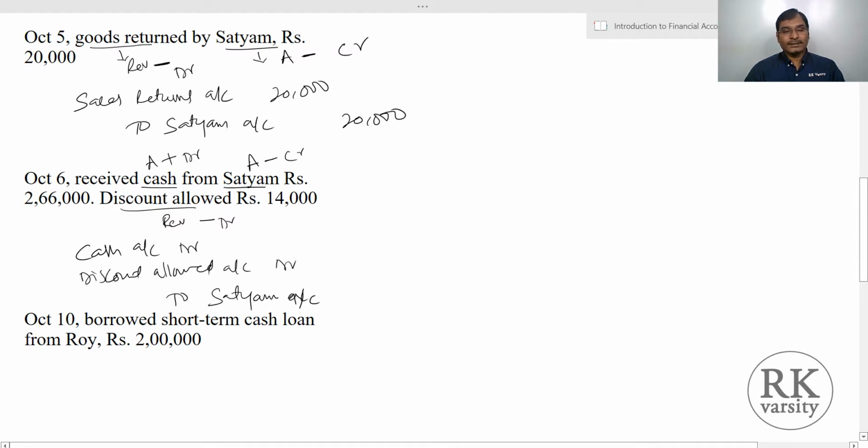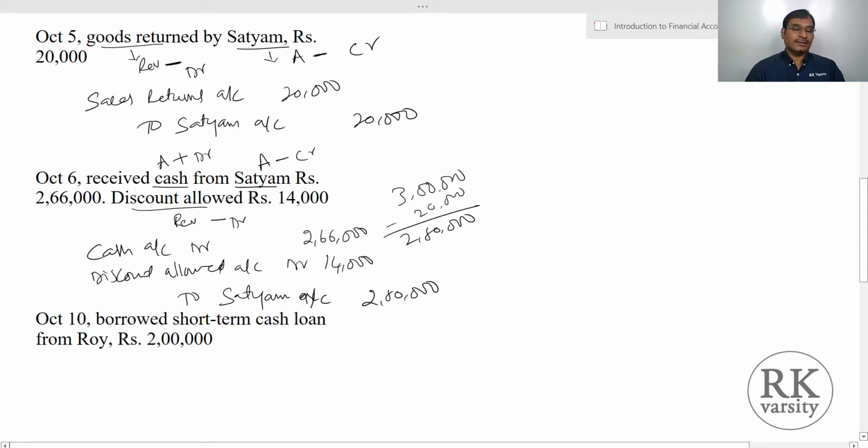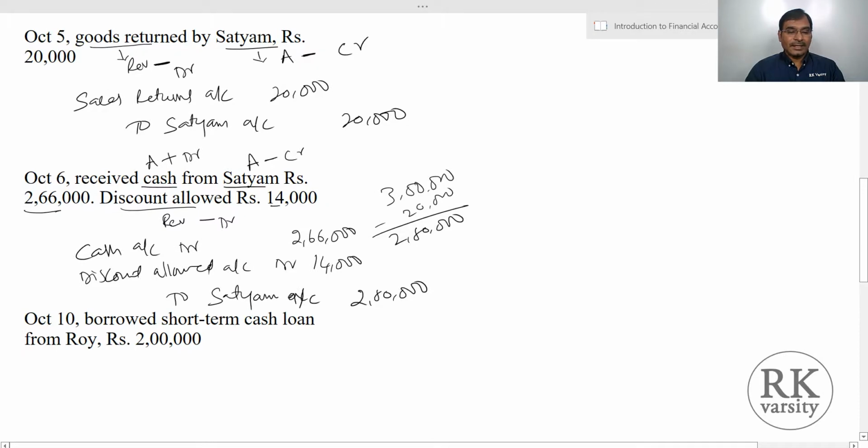So initially we made a sale of rupees 3 lakhs to Satyam. From that 20,000 is sales returns. So that is 3 lakhs minus 20,000. So the amount that is to be received from Satyam is 2,80,000. We'll write 2,80,000 here. And in this, how much discount we allowed? We allowed a discount of 14,000 and received cash of rupees 2,66,000. Cash is received. So here we have cash and discount allowed.